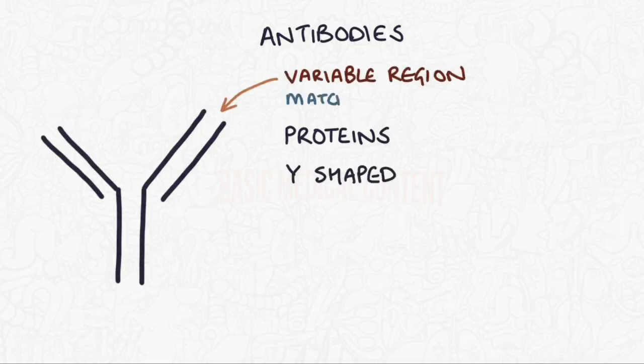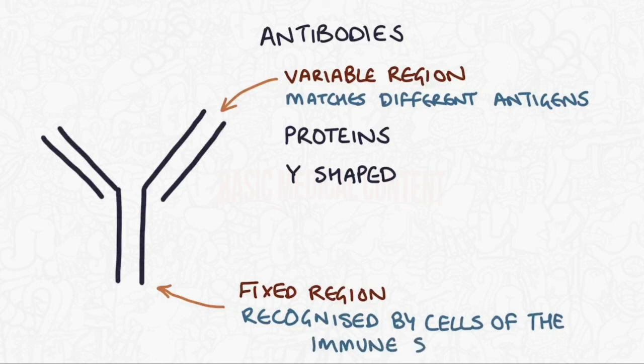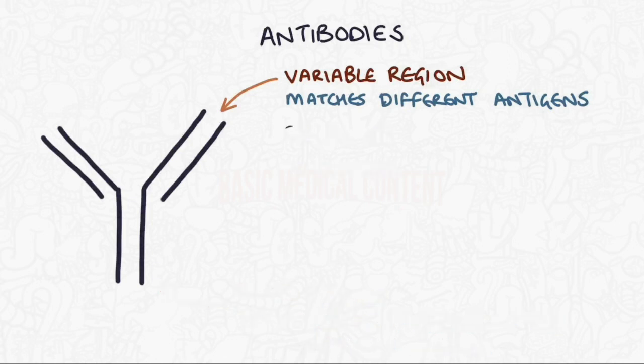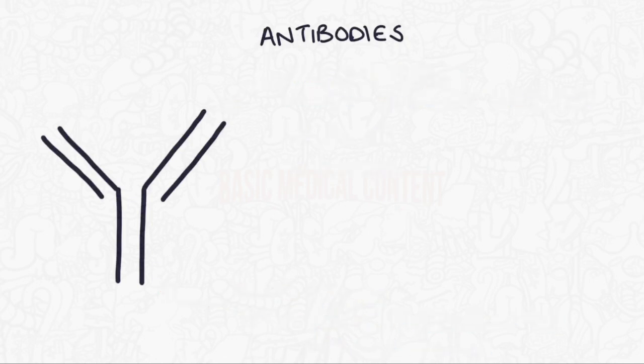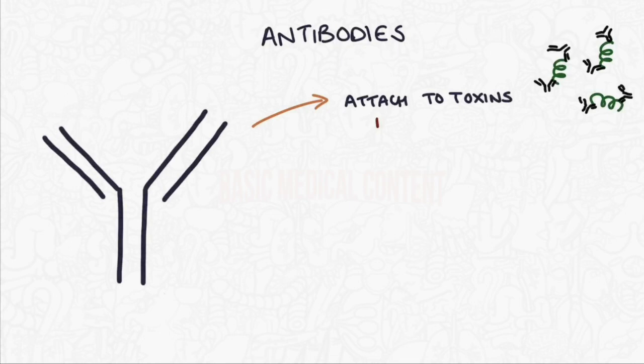These proteins float around the blood and attach themselves to antigens that match their specific variable region. And these antibodies help the immune system fight pathogens in a number of different ways. Firstly, they can attach themselves to enemy toxins, which themselves are antigens, and neutralize their toxic effect. Secondly, antibodies can attach themselves to the receptors of viruses and bacteria and prevent them from carrying out their function.